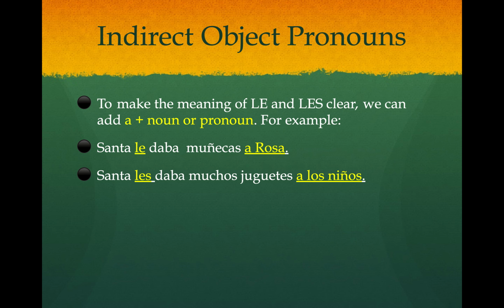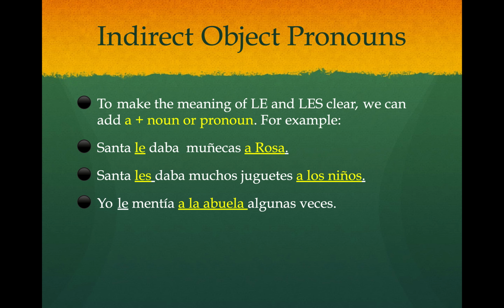Santa les daba muchos juguetes a los niños. Well, how do we know it's les? We're going to find in the sentence the letter A plus a noun or a pronoun. In this case, it's a noun that means the kids. So Santa les daba muchos juguetes a los niños. Santa used to give a lot of toys to the kids.